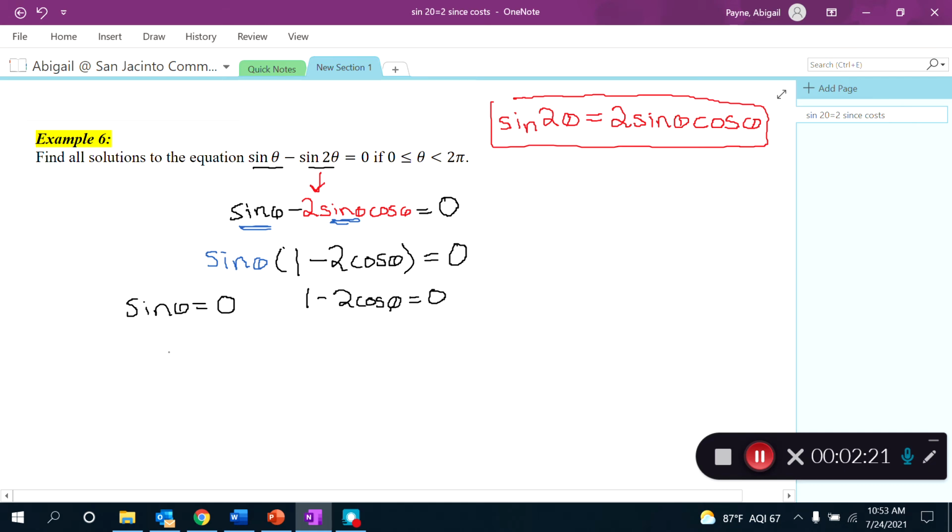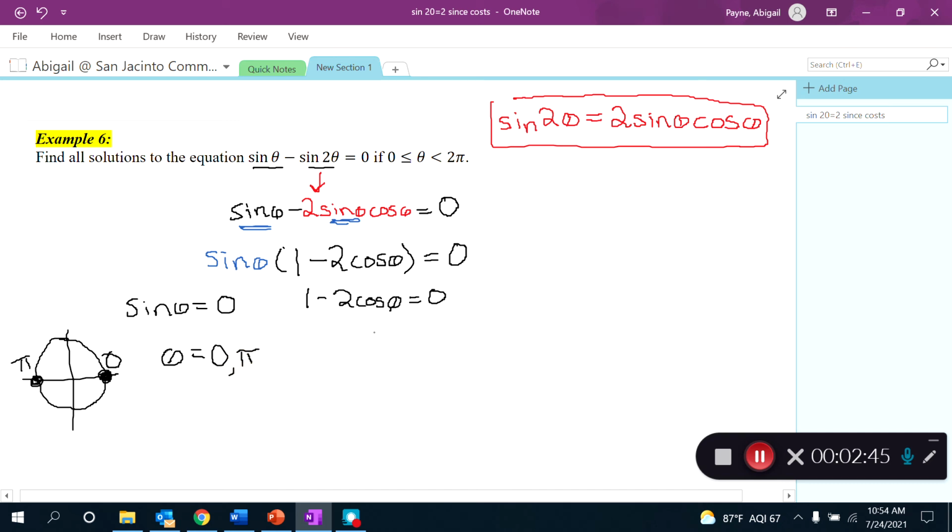So sine of theta equals 0. If you look at a unit circle, I'll just draw a little sketch over here. Sine is the y-coordinate when we look at points on the unit circle. So the y-coordinate is 0, meaning sine is 0 here and here. So that's at 0 radians and pi radians. So we get those two solutions from this equation.